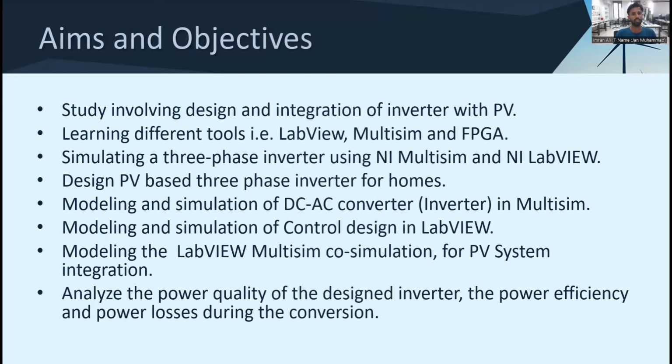Aims and objective. Study involving design and integration of inverter with PV, learning different tools: LabVIEW, Multisim, and FPGA, simulating a 3-phase inverter using NI Multisim and NI LabVIEW, design a PV-based 3-phase inverter for homes, modeling and simulation of DC to AC converter inverter in Multisim, modeling and simulation of control design in LabVIEW, modeling the LabVIEW Multisim co-simulation for PV system integration, analyze the power quality of the designed inverter, the power efficiency and power losses and switching losses during the conversion process.